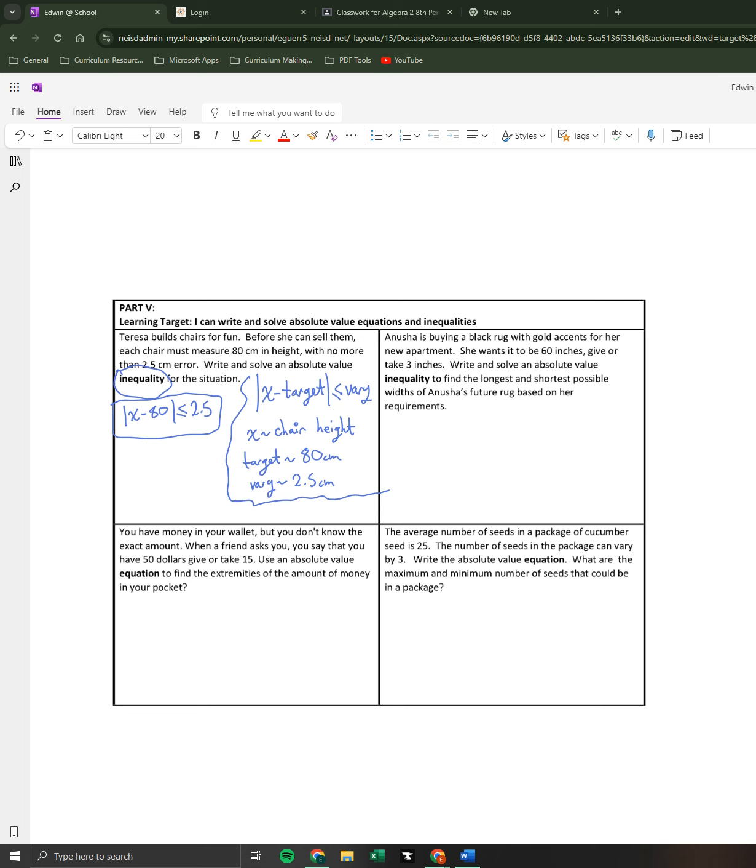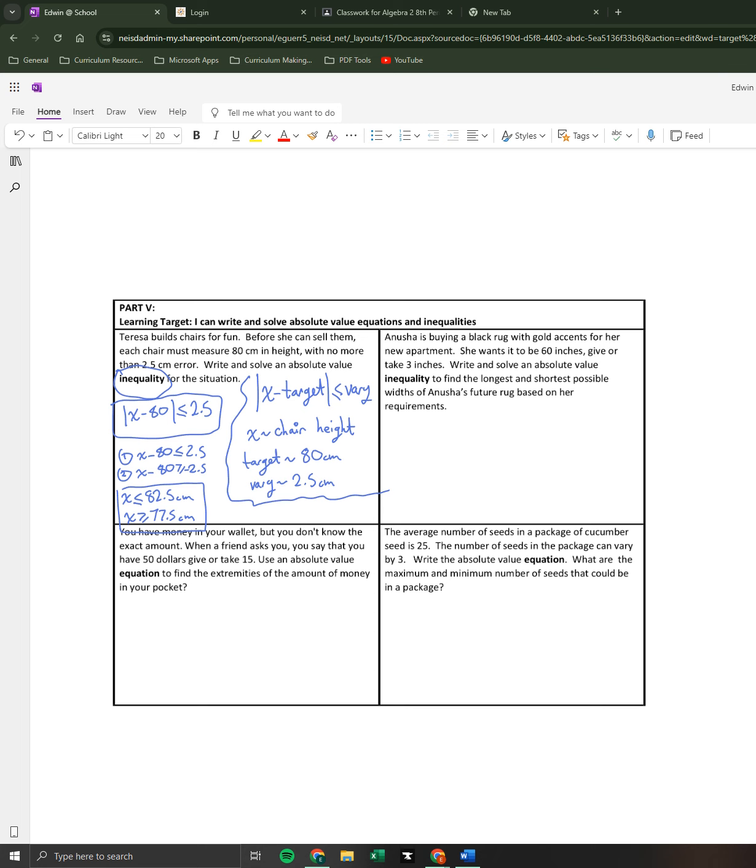But we could always solve it by our traditional methods. So like this, x minus 80 is greater than negative 2.5. So remember, the inequality flips, the sign changes. At the end, this will give us values. X is less than, we have to do 80 plus on both sides. So 80 plus 2.5 will be 82.5 centimeters. The bottom will be 80 minus 2.5, which is 77.5 centimeters. Giving us something like this.